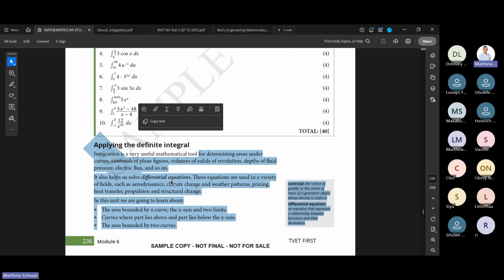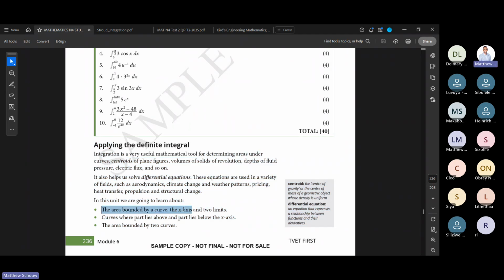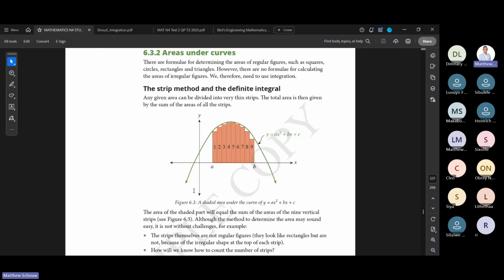This type of math you typically see at a postgraduate level. Applying the math, you will see it before. But nevertheless, let's quickly see what this is about. There are three things which they specify you will learn about. The one is the area bounded by a curve, the x-axis and the two limits, the two limits being the upper and lower limit. The curve where part lies above and part below the axis, that's another aspect. And the area bounded by two curves. So let's try to embark and solve these problems.